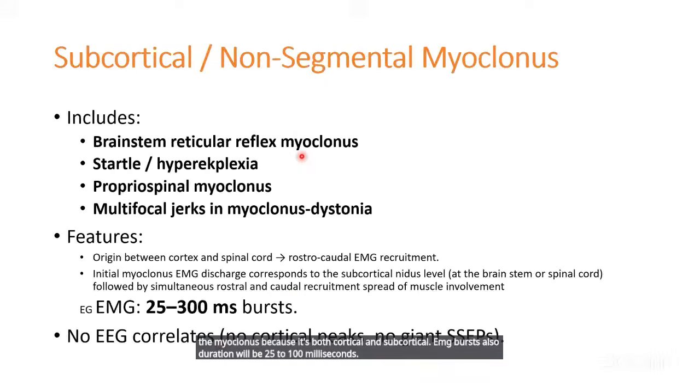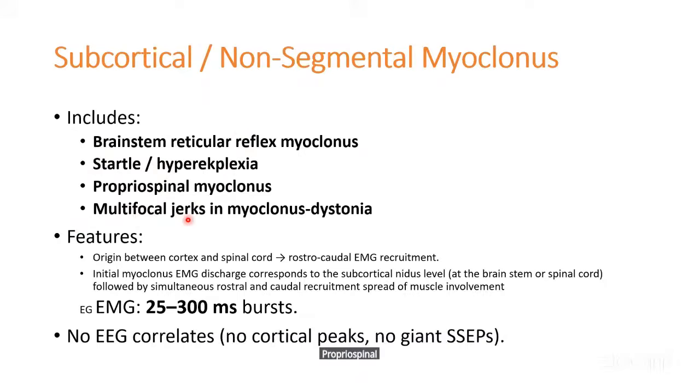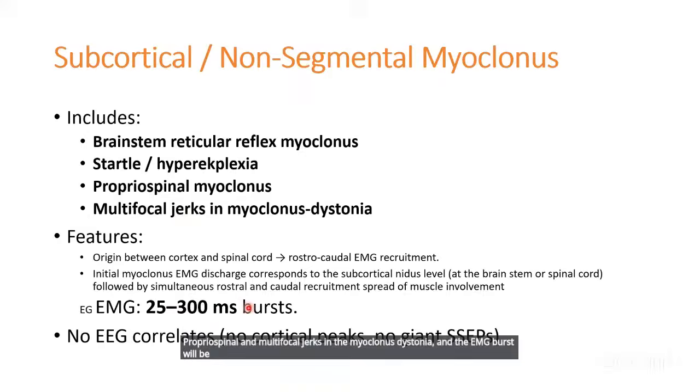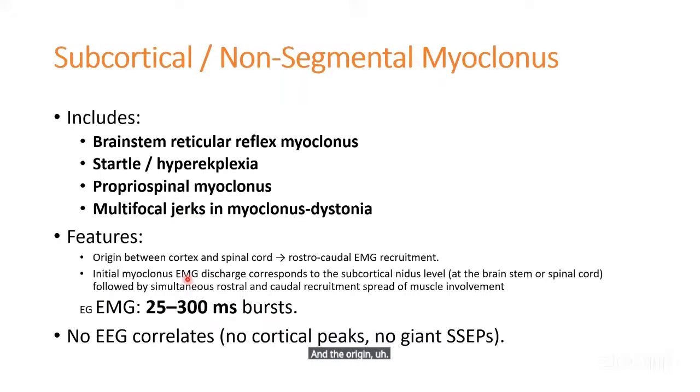In subcortical or non-segmental myoclonus, as we already discussed, we have four types. It includes brainstem reticular reflex myoclonus, startle or hyperekplexia, propriospinal myoclonus, and multifocal jerks in myoclonus dystonia. The EMG burst will be 25 to 300 milliseconds. The origin will be from the cortex and the spinal cord, spreading with rostrocaudal EMG recruitment, and there will be no EEG correlates, no cortical spikes, and no giant SSEPs.